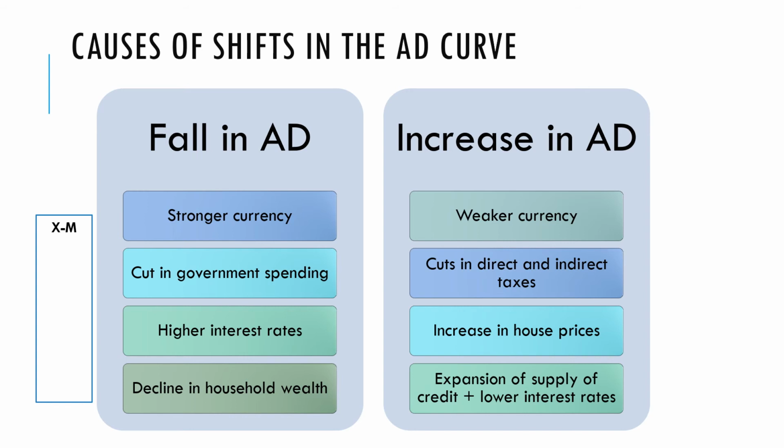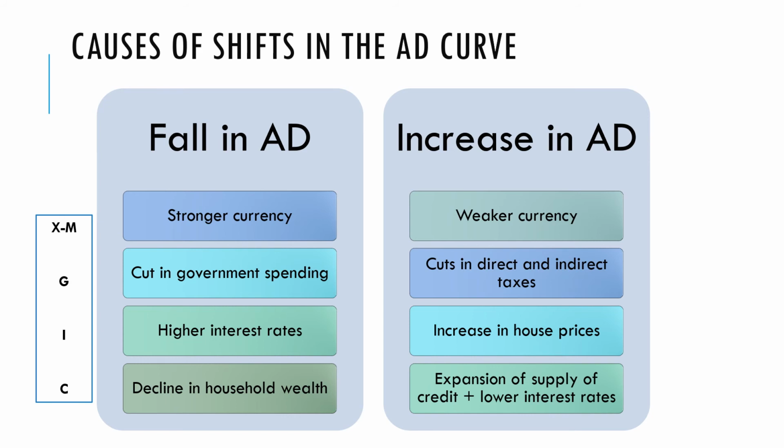A cut in government spending. Well, that is going to reduce government spending as a component of demand. If that's their policy to cut government spending, that's going to shift AD to the left. Higher interest rates maybe would cause less investment by firms because the cost of borrowing is increased. Less investment is going to cause a shift to the left in terms of AD. And finally, if households feel less wealthy, maybe house prices have decreased, they're not going to plan to spend as much. There's going to be a decrease in consumption that would cause aggregate demand to shift to the left.